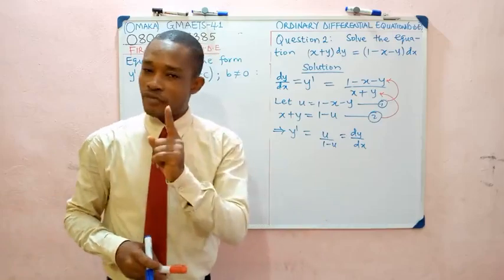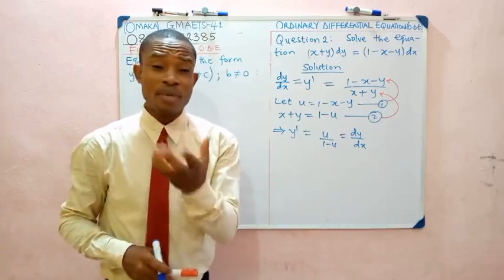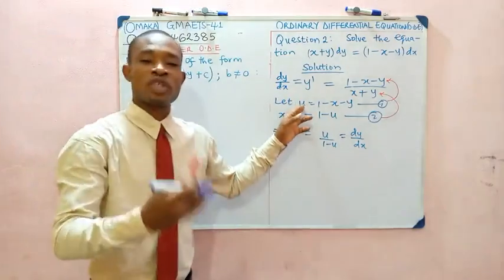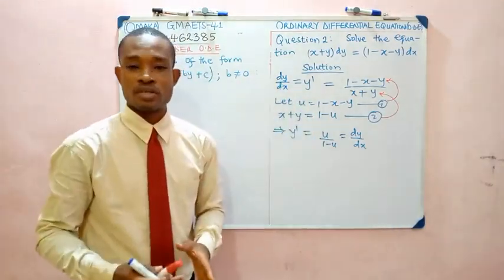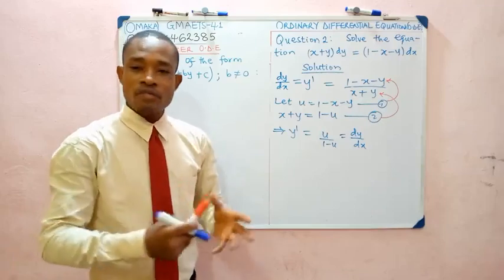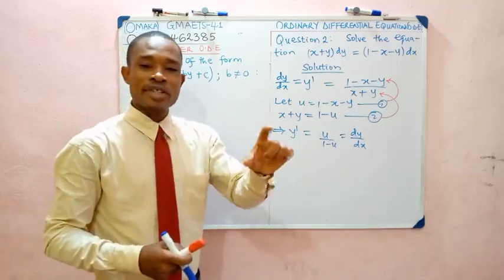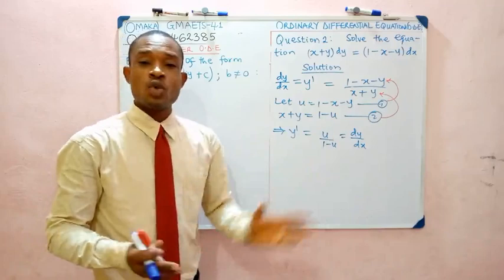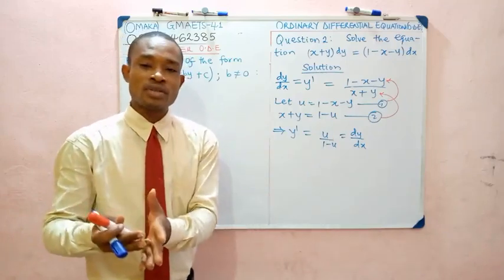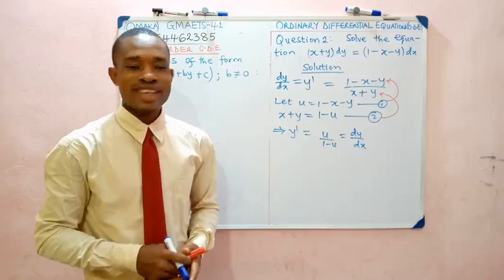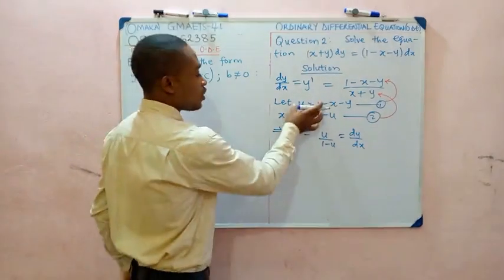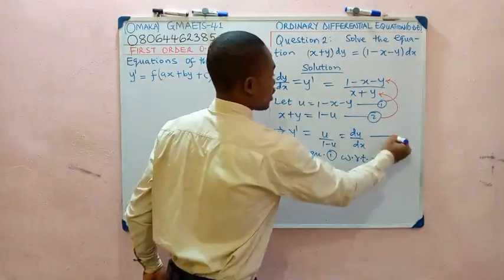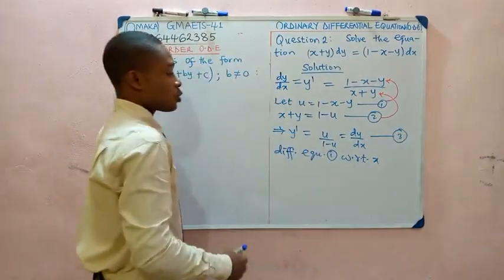The next thing is to differentiate the transformation. Remember, once you define any transformation, you have to differentiate it, because the aim of all of this is to replace any y term and dy term there with the variable you are using for the transformation. Therefore, I will differentiate equation 1. Please, let's call this equation 3. Alright, with respect to x.